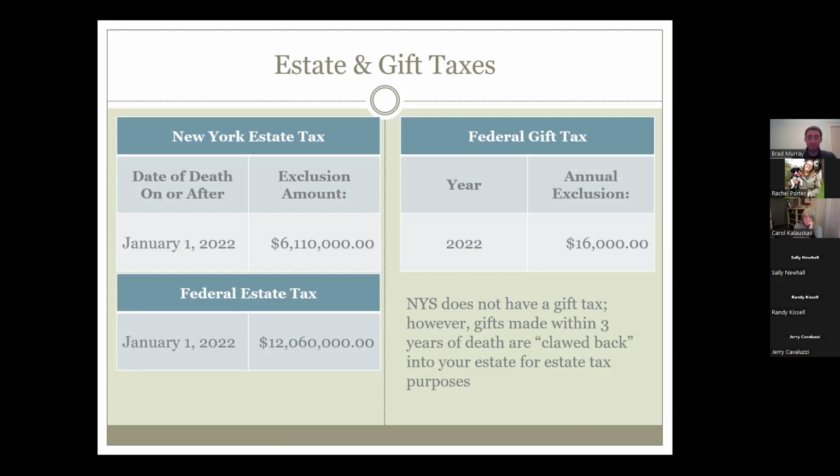Again, that's a federal tax. New York State does not have a gift tax, but gifts that are made within 3 years of death are clawed back and considered part of your estate for estate tax purposes. So if I made a gift of $500,000 and I died a year later, even though I don't have that $500,000 anymore, it's still going to be considered part of my estate when factoring in whether I'm going to owe any New York State estate tax, because they always like to tax you.